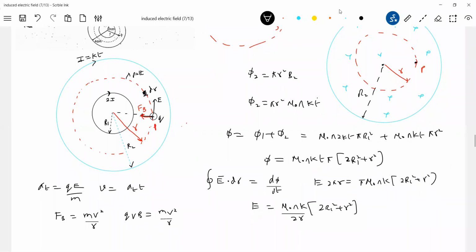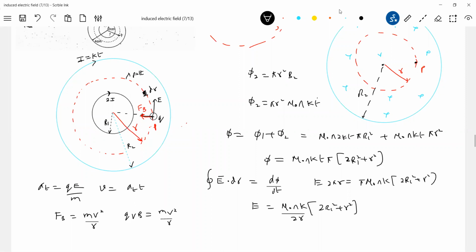I'm equating the condition mv square by r equal to qvB. So here, what is the value of B? We don't know B, no? There, how to get the magnitude of magnetic field strength? mu naught n kt. Only due to external solenoid it should be there, no? The magnitude there. Then substitute that.